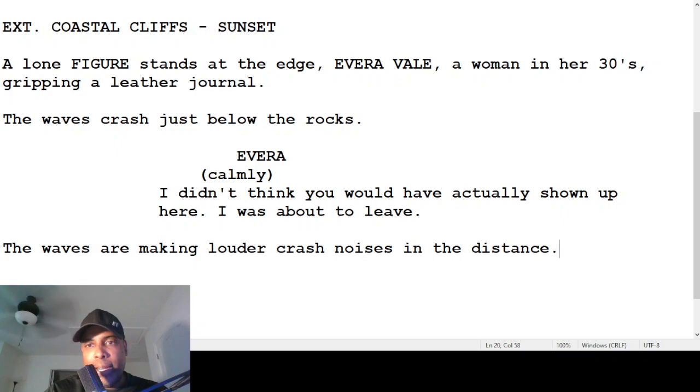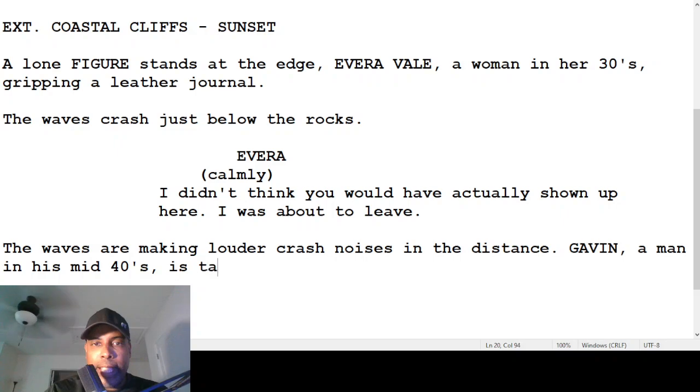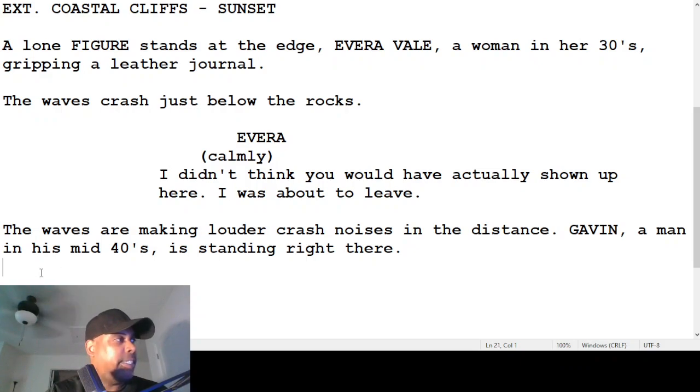Okay, let's see here. Gavin, a man in his mid-40s, is standing right there. So we're introduced to Gavin. Okay, on the cliffs. We're on the cliffs here. So Gavin is ready.